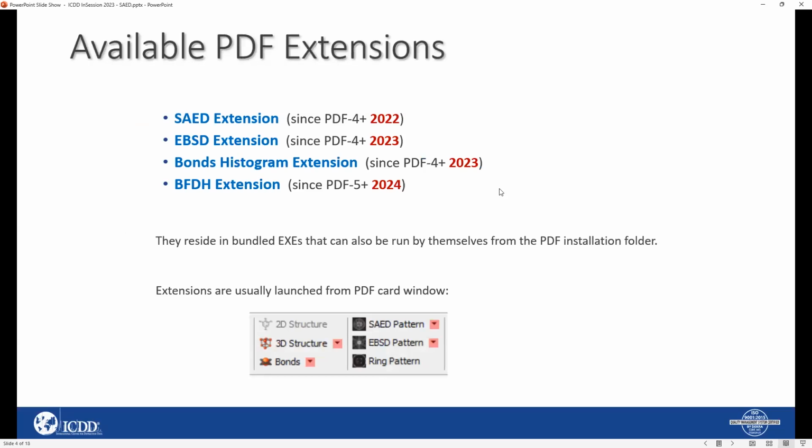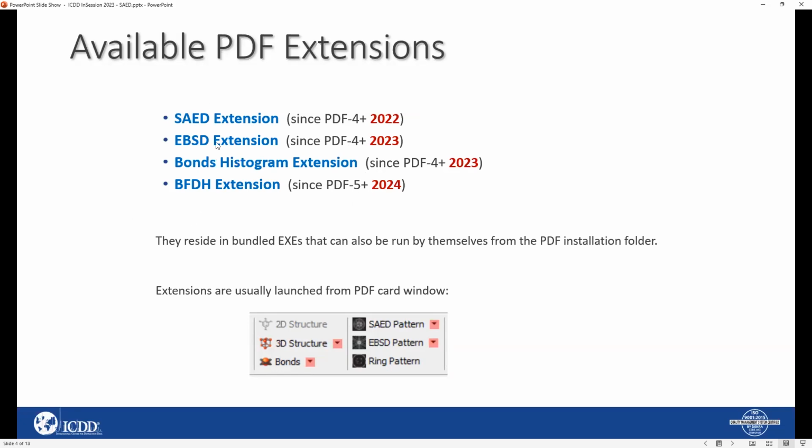So what PDF extensions are available in our database? We introduced the SAED extension in PDF 4 Plus in 2022, so 2 years ago. Then a year later, in 2023, we added the EBSD extension and the bond histogram extension. And this year, we are adding the BFDH extension in the PDF 5 Plus database.